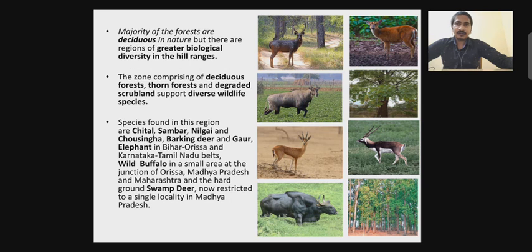But there are regions of greater biological diversity in the hill ranges. The zone comprising deciduous forest, thorn forest, and degraded scrublands supports diverse wildlife species. Obviously, there are a variety of topological features. This will support a diversity of species. Species found in this region are chital, sambar, nilgai, chausingha, barking deer and gaur, elephant in Bihar, Orissa, Karnataka, Tamil Nadu belts, wild buffalo in the small area of the junction of Orissa, Madhya Pradesh, and Maharashtra, and swamp deer.